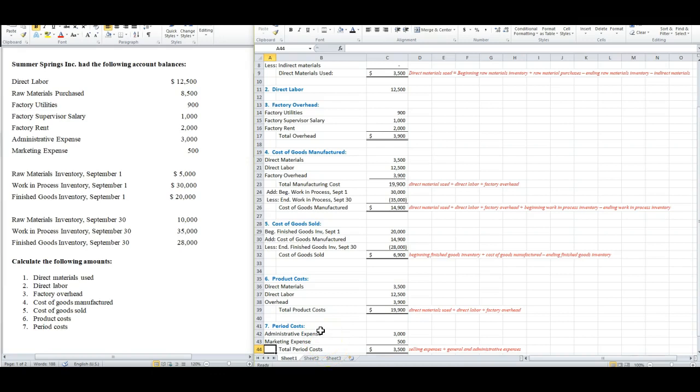So hopefully this example gave you an idea of how we use these costs, how we calculate them, and look to the demo to see how these all apply in an income statement.